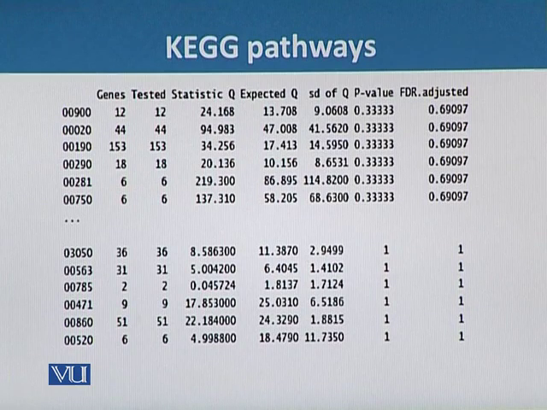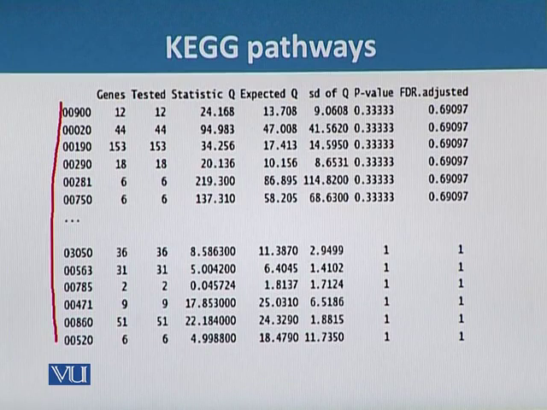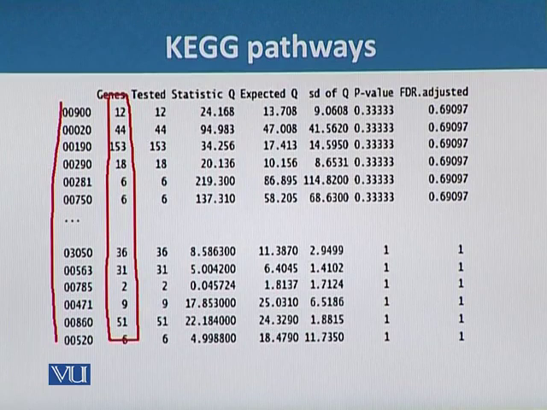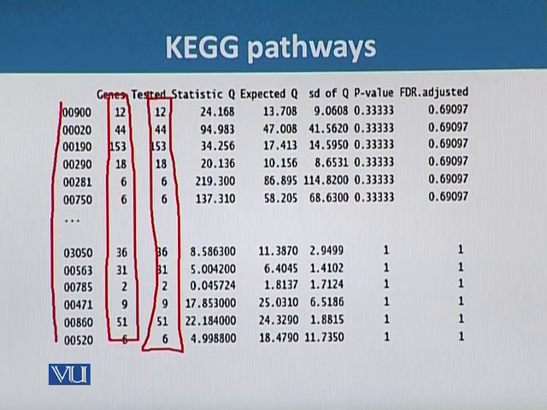So we can see a lot of columns here. The first column contains the KEGG pathway identifier, this one. The genes column and tested column list the number of genes in each pathway and the number of genes in our list that belong to that particular pathway. So this is the total number of genes in this column, and this is the number of genes that are present in our list that are present in the pathway.